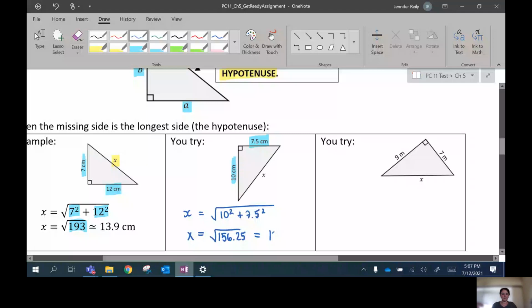Actually, it's meters in this case. You need to look at the units here. So the units on this one are meters. Okay, I'm just going to use the highlighters to highlight my colors here.